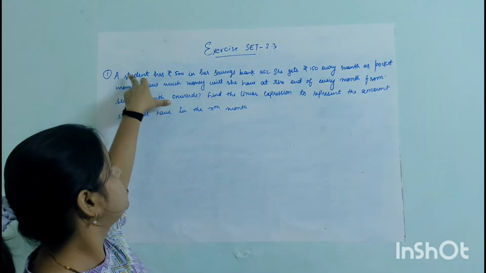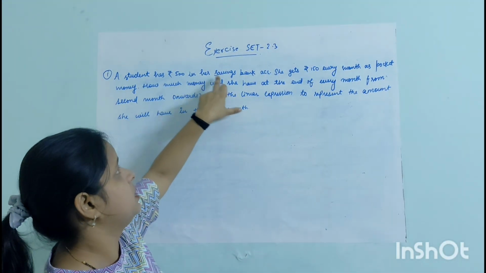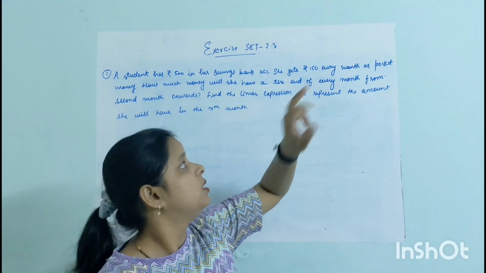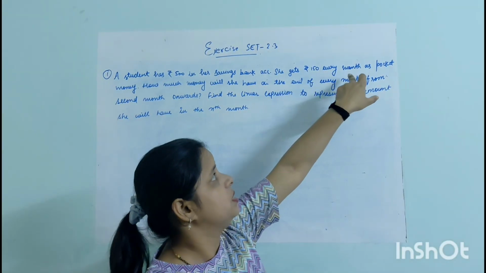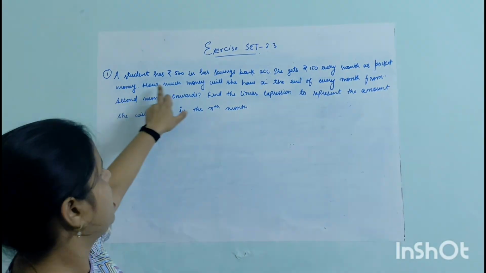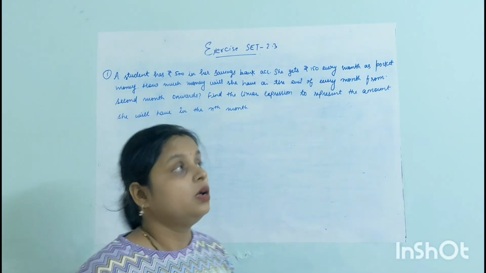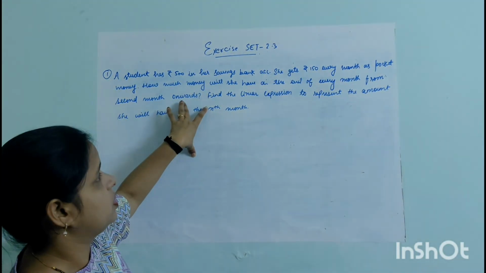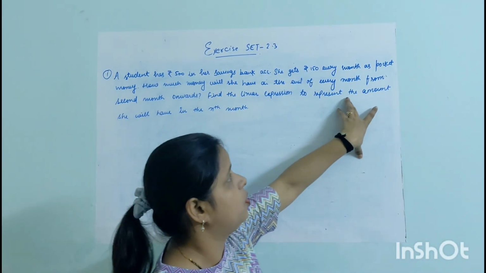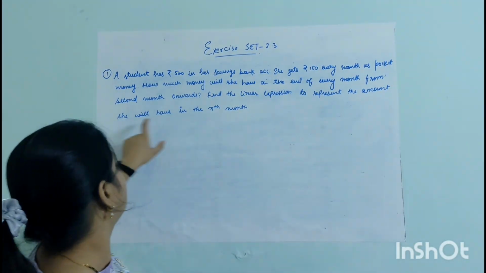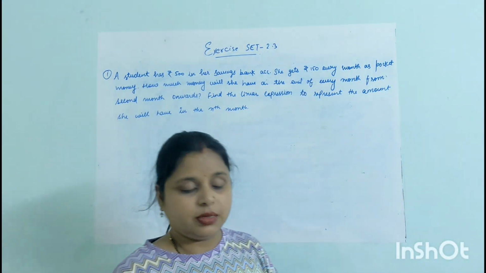So this is the question from exercise set 2.3. Let's see. A student has 500 rupees in her savings bank account. She gets 150 rupees every month as pocket money. How much money will she have at the end of every month from second month onwards? Find the linear expression to represent the amount she will have in the nth month.